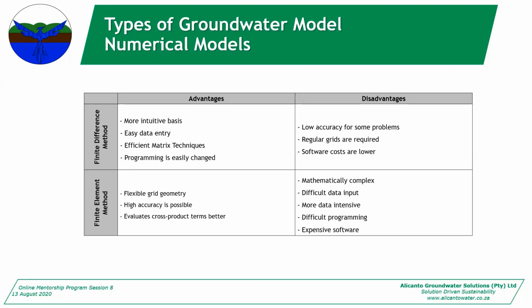But the disadvantages of finite element are that it's a complicated mathematical model. The data input is quite difficult. You need more data to get a decent model out of it. The programming is difficult and it's expensive. To compare your license cost for a finite difference MODFLOW model, your proprietary software, you're looking at between $1,500 and $5,000. Whereas for finite element FEFLOW, you're looking at probably about 150 to 200,000 Rand for a license. So it's quite a big difference in cost.